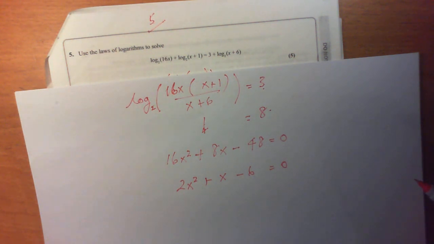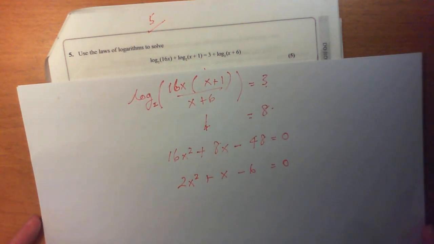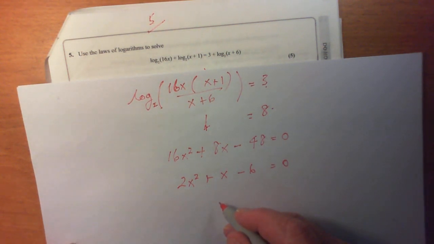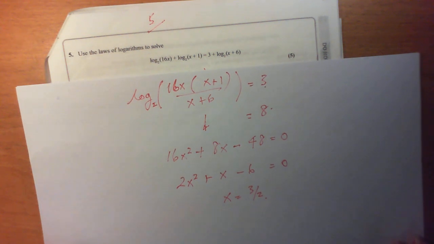And you get 2 answers out of that quadratic, but you need to recognise that you cannot take the logarithm of a negative number, so you actually only end up with one value, which is x equals 3 over 2. That is the actual answer.